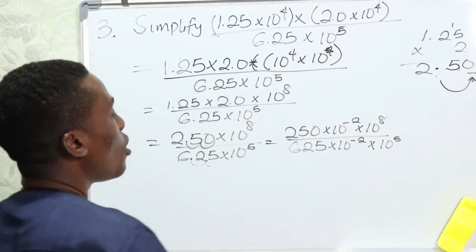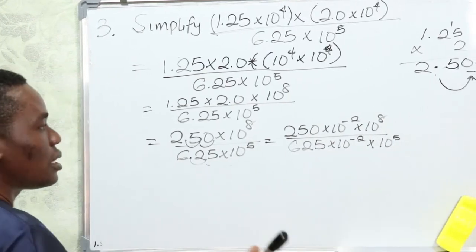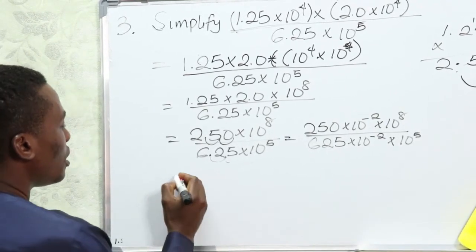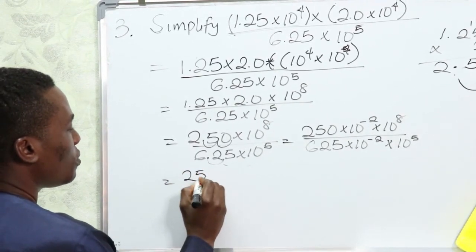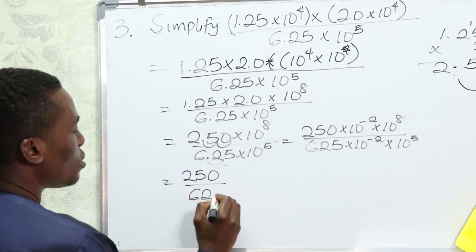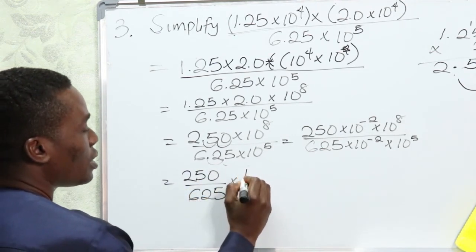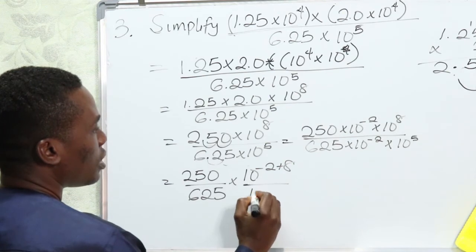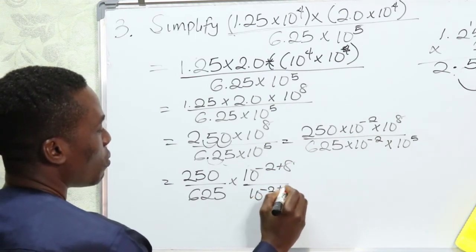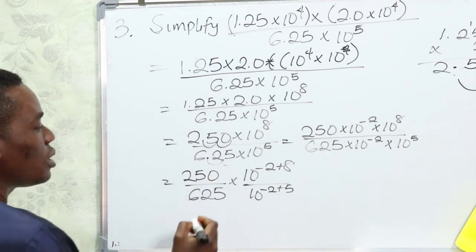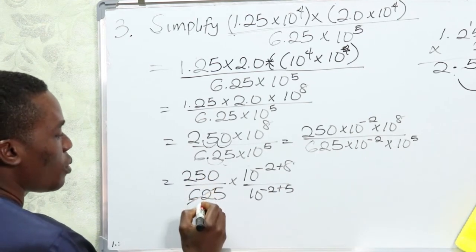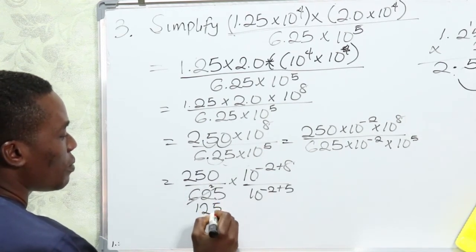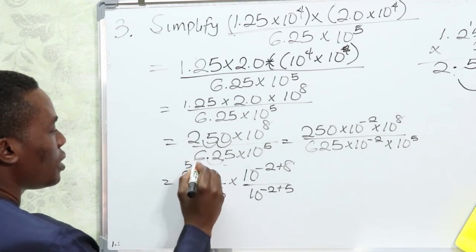So now let's see how we'll separate these two parts so that the powers can be separated from the real numbers. So this will give us 250 divided by 625 multiplied by 10 raised to the power minus 2 plus 8 all over 10 raised to the power minus 2 plus 5. Now let's reduce this further. 5 can go in both. 5 here will give us a 12, remainder 2. 5 in 25 will give us a 5. 5 here will give us a 5 with this 0.